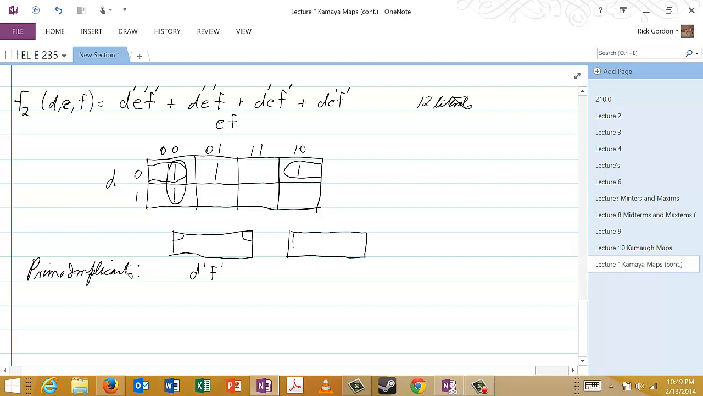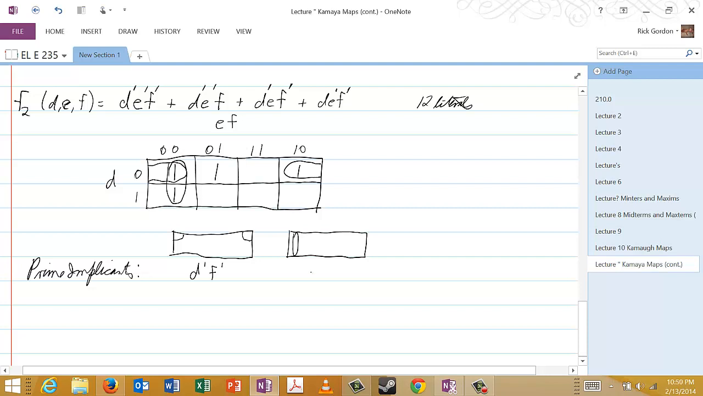I'll draw the rough figure for this one. And now you might take a moment to see if you can name it yourself and then come back. When I now try to name it, I observe that the value of D is changing. It's equal to 0 in the top cell and 1 in the bottom cell. And therefore D will not be part of this prime implicant. However, E and F are both constant, and in fact both are equal to 0.